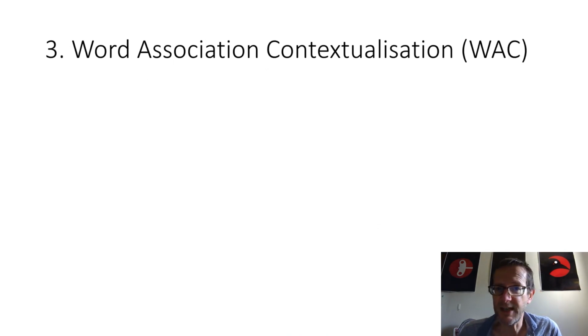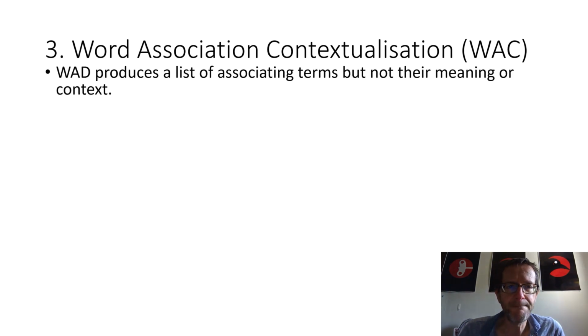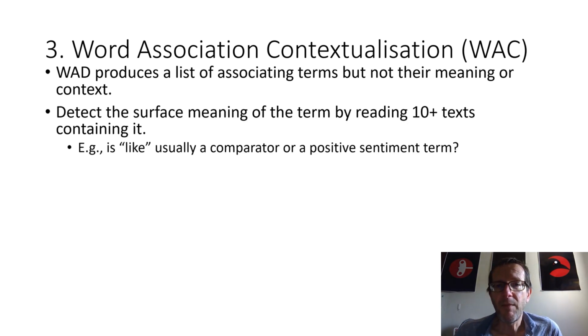And the next stage, stage 3, is the word association contextualization. Just to recap, the WATA stage, the one we've just looked at, produces a list of terms that associate with the topic or filters that you've set, but it doesn't give their meaning or the context of the words. So contextualization is needed to detect the surface meaning of the term and its context.